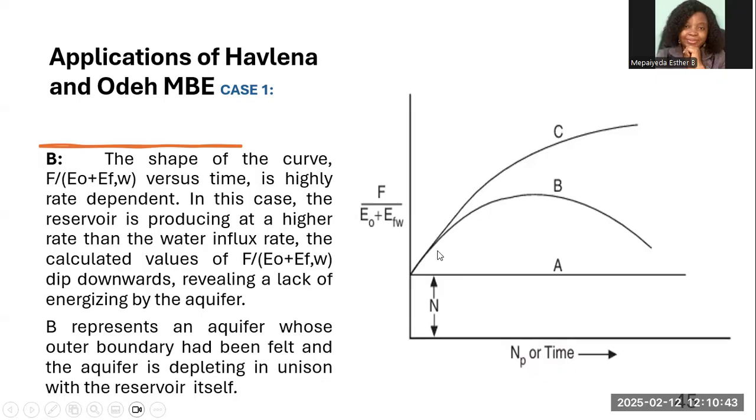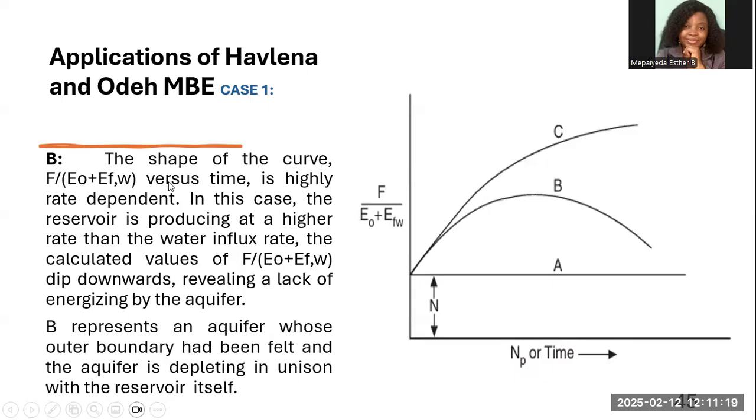So if we have this B, what does this imply? Instead of your plot going as a straight line, you discover that while you plot F divided by Eo plus Efw, don't be scared, because you'll be given all the data you need for the estimation of your Eo, your Efw, and your F. So all you need is to put the data together, estimate your Eo, estimate your Efw, estimate your F, divide it, and then do the plotting. You'll be given net production over time.